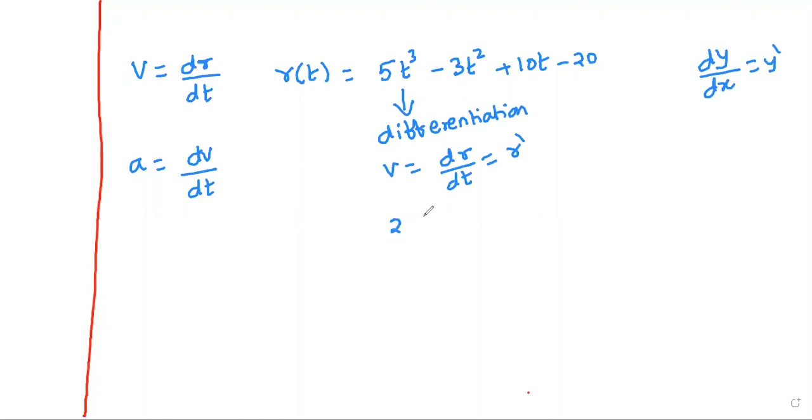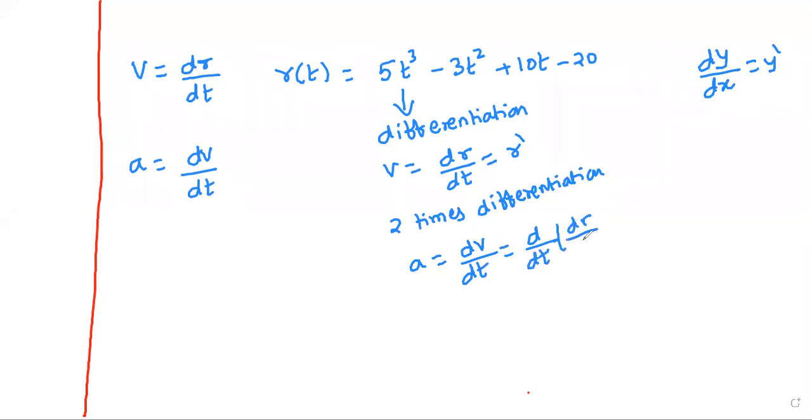Now, if we do the two times differentiation of displacement, we'll get acceleration. That is dv by dt, which is nothing but d by dt of dr by dt. If they give the displacement, then I can do it.